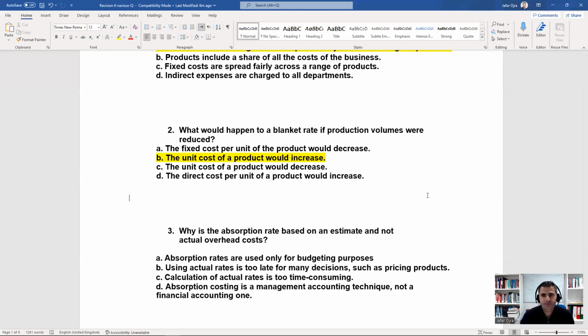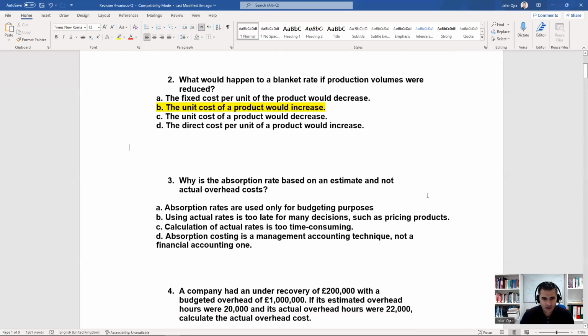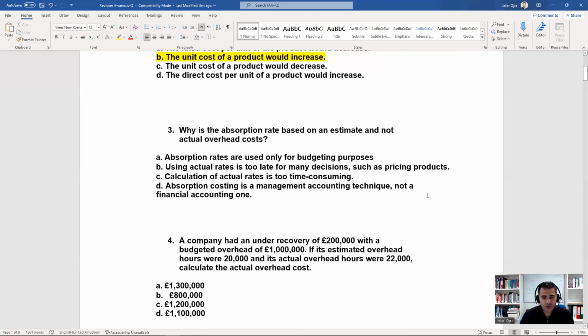So number 3. Why is the absorption rate based on an estimate and not actual? When we calculate the overhead absorption rate, it is budgeted fixed overhead divided by the number of labor hours, machine hours or units, depending. But why is it based on an estimate, not the actual? Because estimates are needed for business planning.